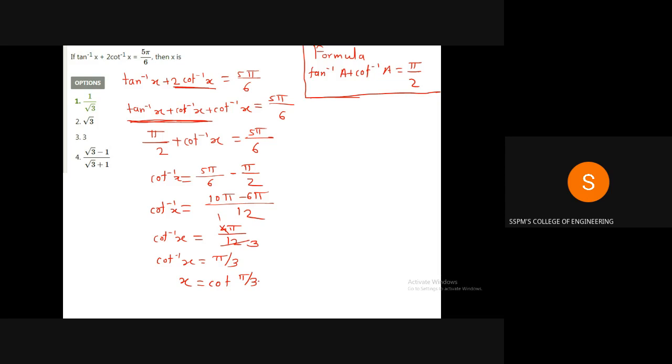What is the value of cot pi by 3? The value of cot pi by 3 is 1 upon root 3. So that is how we calculated. You have to remember this formula, that is tan inverse x plus cot inverse x is equal to pi by 2.